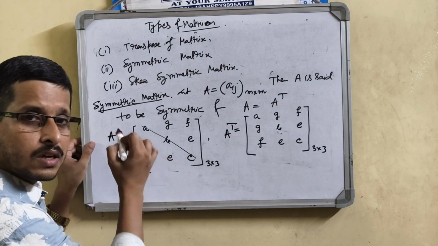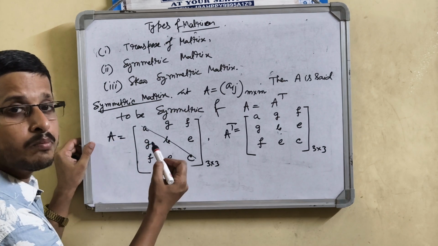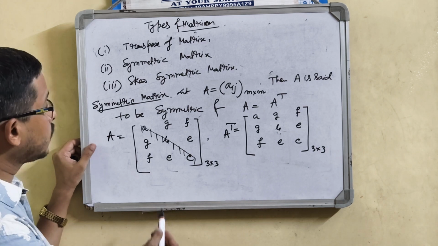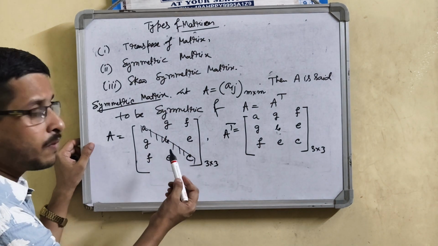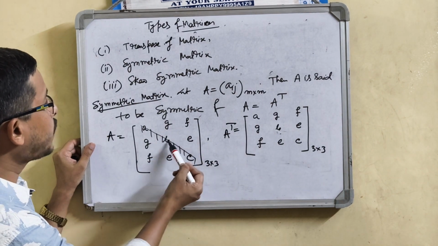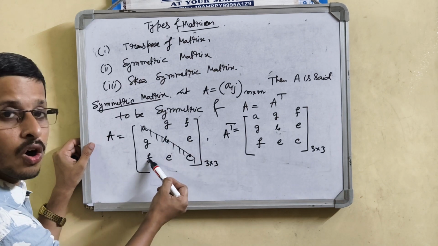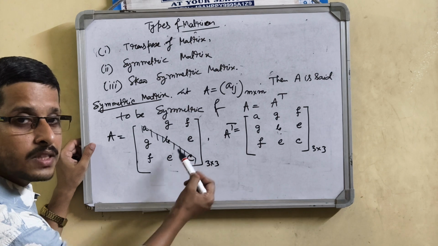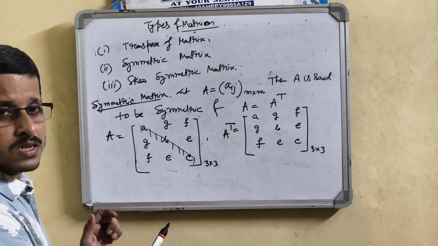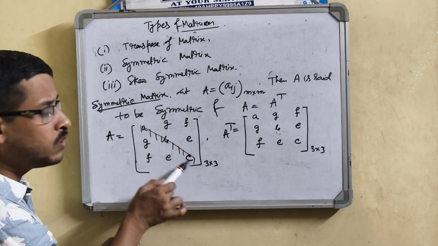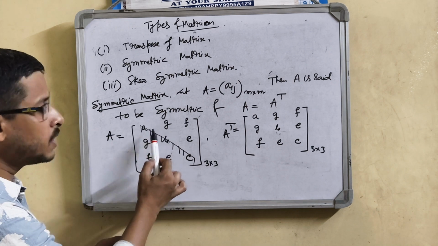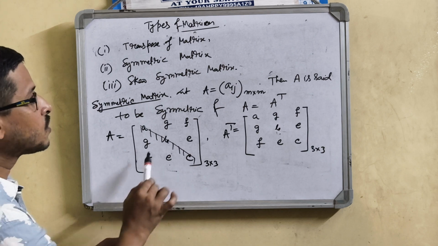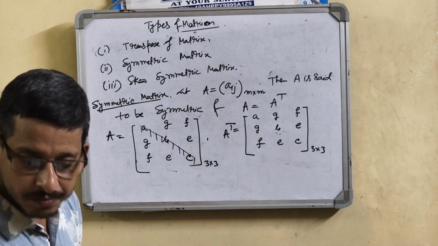If we consider the principal diagonal as a mirror, then we may see that G is reflected on G by this mirror, F is reflected on F by this mirror, and E is reflected on E by this mirror. So after getting any matrix, if we see that with respect to the principal diagonal, all the numbers are the same for the upper side and the lower side, then the matrix will be symmetric. So this is the formation.